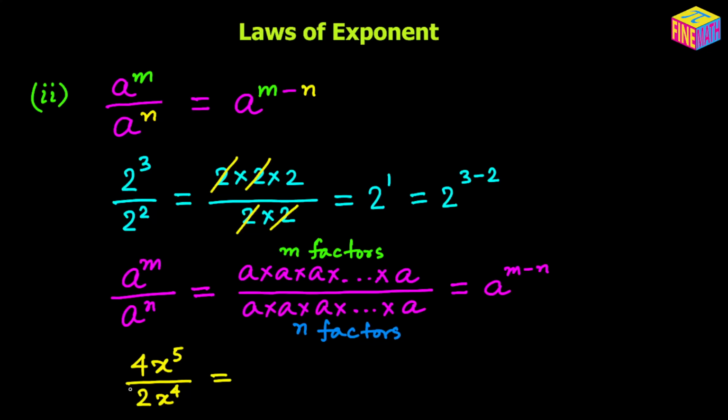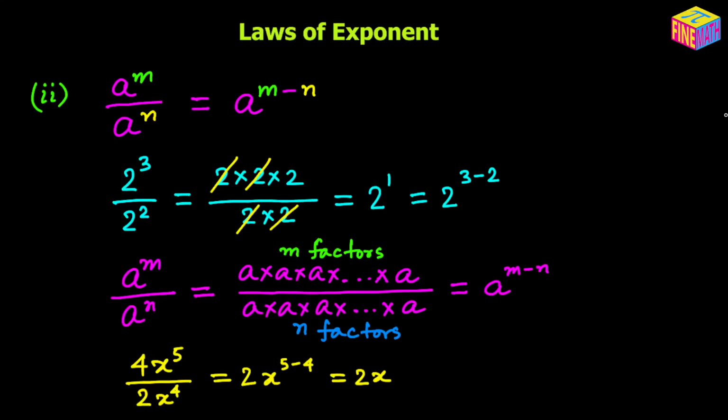Well, 4 divided by 2 will give us 2, and for the x it will have a power of 5 minus 4, and that would be 2 times x, because 5 minus 4 is 1, and for 1 power we really don't explicitly show the power, we just simply write it as x. That means it's x to the power 1. So the end result here is 2 times x.